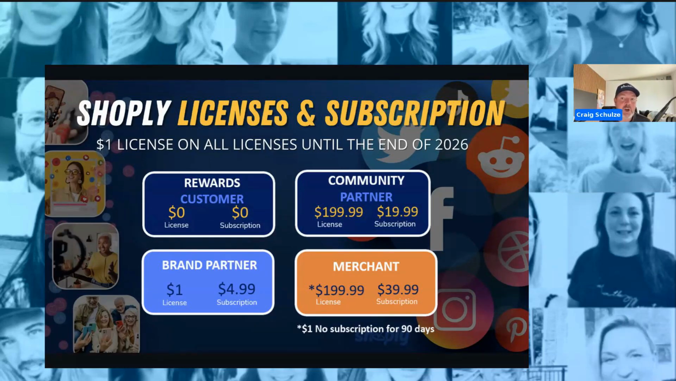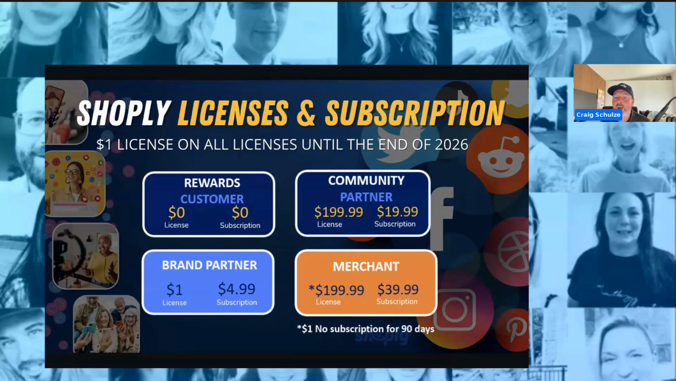And just so you know, until the end of 2026, we have a $1 license for everything. So if you wanted to be a brand partner, it is always $1 and $5 a month. But if you want to be a community partner and build something more scalable, something all over the world, you can also join for that $1 instead of the $199. You pay $20 a month.